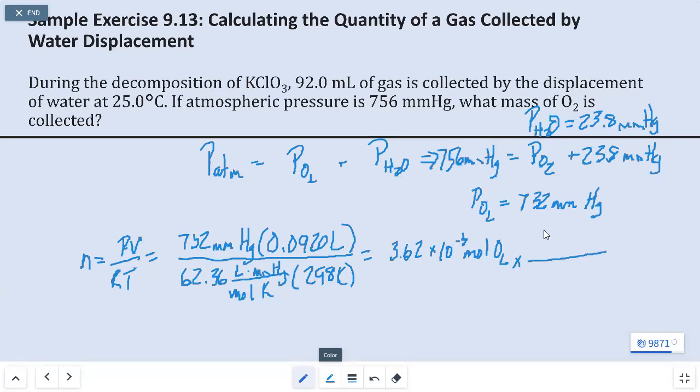I need to turn the moles into grams. 1 mole is 32 grams. So I'm not going to get much. 0.0116 grams of oxygen would be the product if this is what I made.